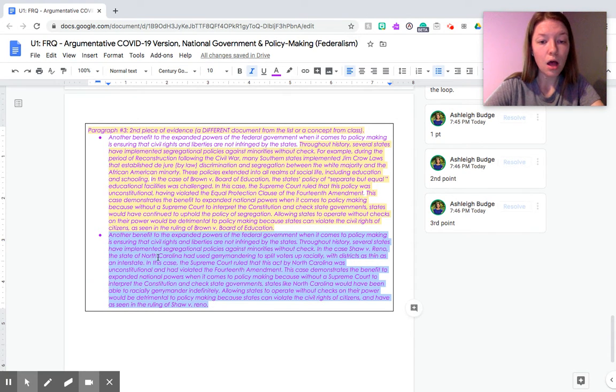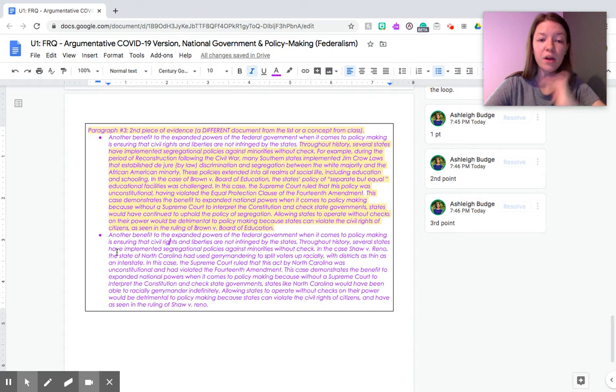The student chose to use the court case Shaw v. Reno. Okay, so they said another benefit to the expanded powers of the national government when it comes to policymaking is ensuring that civil rights and liberties are not infringed by the states. Throughout history, several states have implemented segregational policies against minorities without check. In the case Shaw v. Reno, the state of North Carolina had used gerrymandering to split voters up racially, with districts as thin as an interstate. That's probably the first point there.